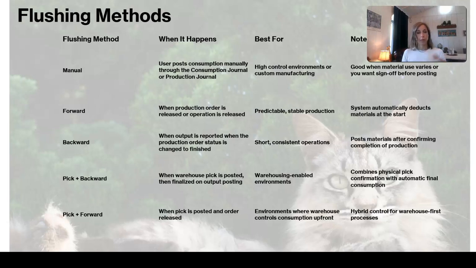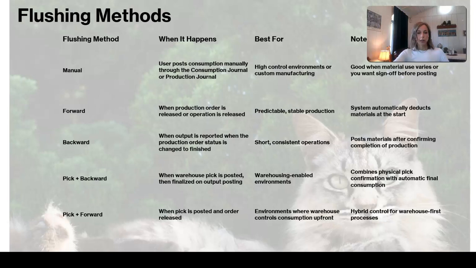You've got the pick and backward and then pick and forward. These are used less frequently, but we have included these in more recent versions where you're using warehousing and you've got that enabled, using warehouse picks. The pick and backward would be something you use when it's finalized at the end of the process. And then pick and forward would be the forward flushing idea, when the order is released. There's also a pick and manual, which would allow you to register a warehouse pick, but then also manually consume whatever you'd like through the consumption or the production journal.